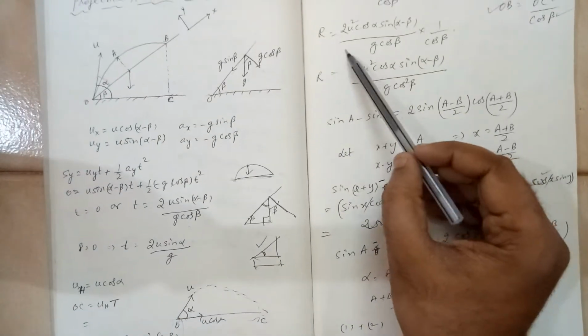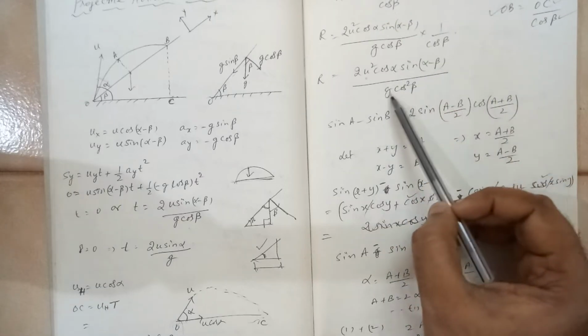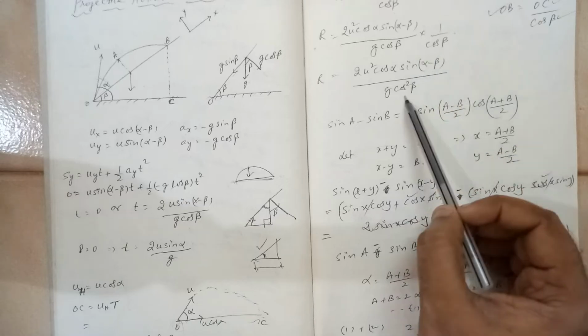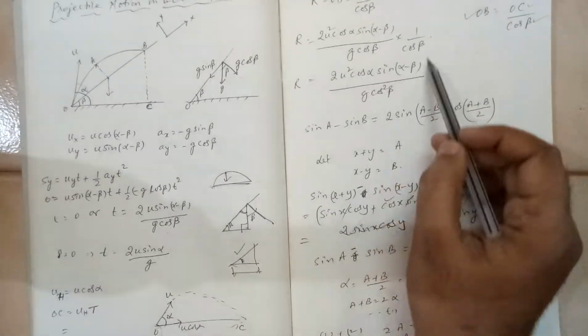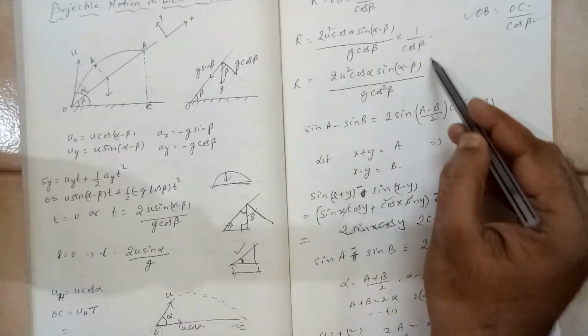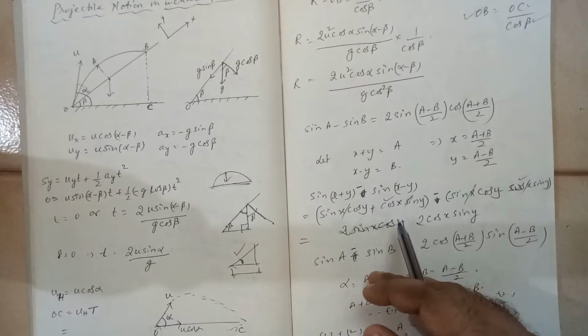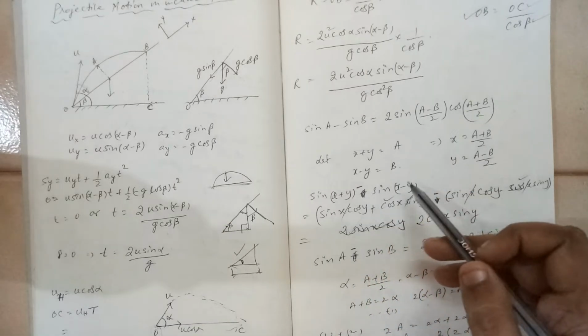That means you will get 2u square cos alpha sine of alpha minus beta. Already g cos beta is there. You are multiplying with 1 by cos beta, so this becomes g cos square beta. Now this is the expression for your range. If you want to further simplify this equation, we need to know some trigonometric formulas.